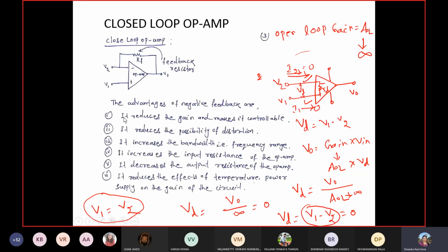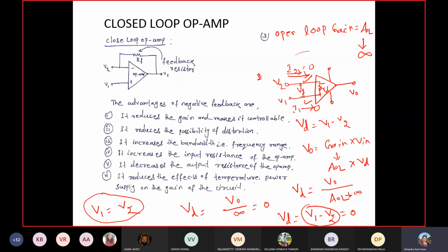Negative feedback means like this only. See, we have the op-amp symbol. In the feedback path, feedback means the output is connected back to the input. So here input is V1 and V2, any of the terminals. If we are connecting back, that is called the feedback path. And in the feedback path, we have to connect a feedback resistor, which is called RF. And this is the configuration of closed loop op-amp. As you can see, the feedback is not connected to the positive input terminal, it is connected to the negative input terminal, so we call this negative feedback. Always remember, guys, op-amp uses negative feedback.